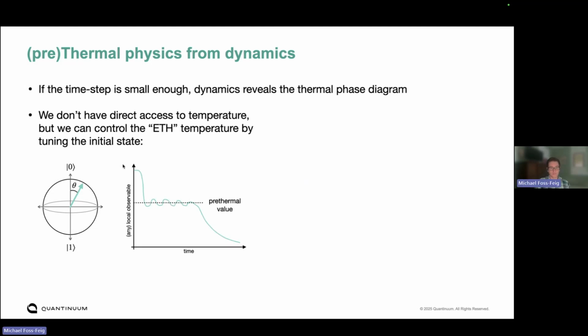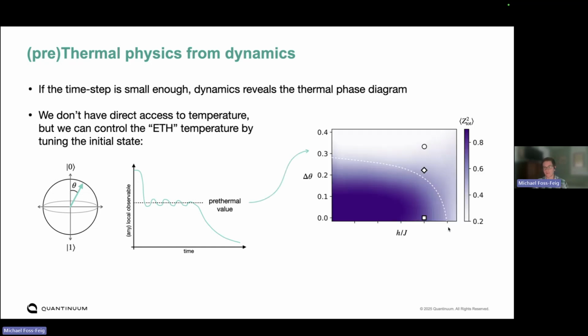And now what you expect is really for any local observable, based on the arguments I was giving earlier, it will undergo some dynamics that will eventually settle out and equilibrate to a value set by the expected thermal value at the temperature associated with this initial state energy. And so what we're hoping to be able to do is take the time step small enough that this pre-thermal regime is long-lived and we can actually access true equilibrium physics in this pre-thermal regime.